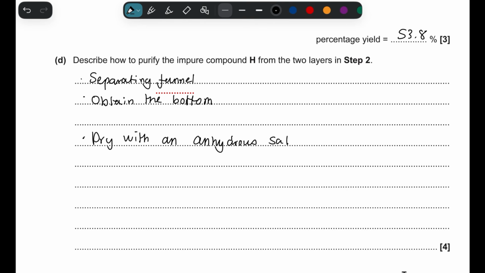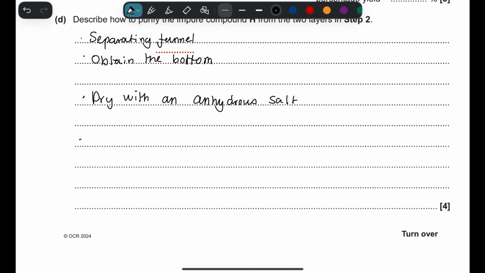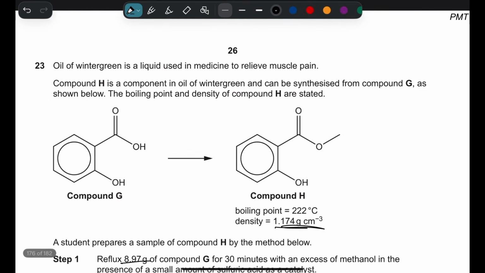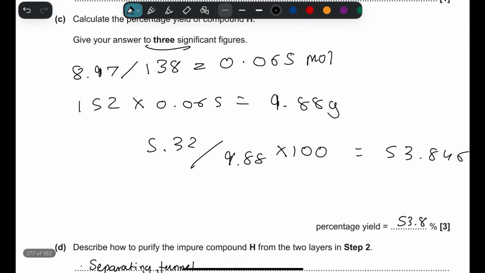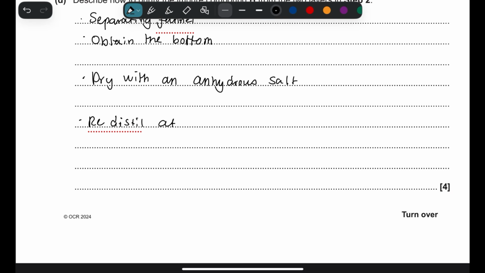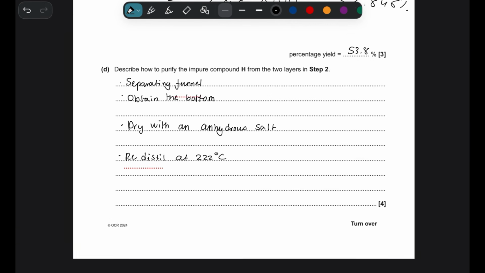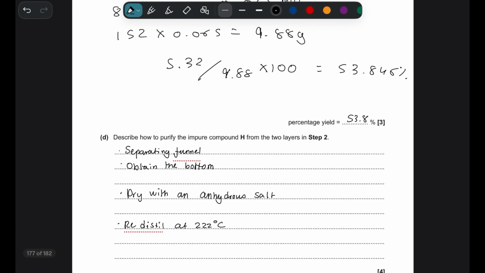Bonus if you can say examples, but I think saying an anhydrous salt is probably good enough. So for example, you can say calcium chloride, magnesium sulfate, whatever. Cool. Then what we're going to say after that is we need to now re-distill to make sure that we got the pure compound. Its boiling point is 222. So I'm going to mention that. So redistill at 222 degrees Celsius. And then if we redistill it there, then we're making sure we only got the pure compound H. So that is how we answer all of those parts of the question.